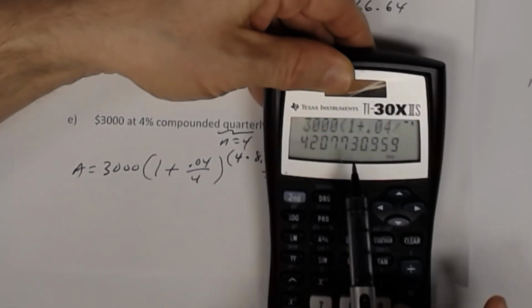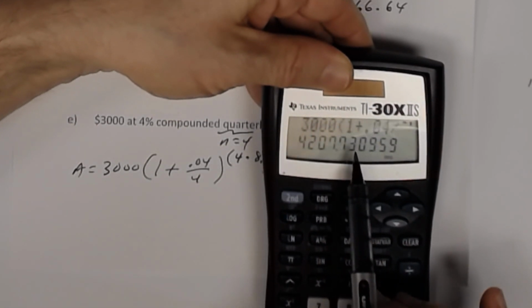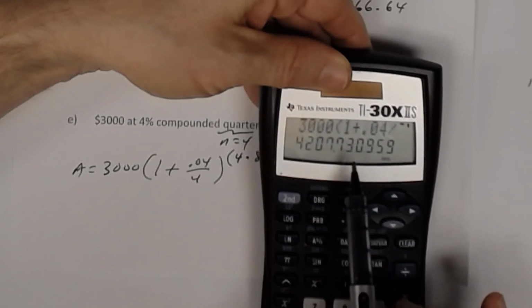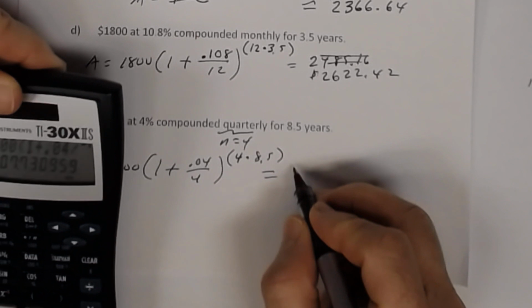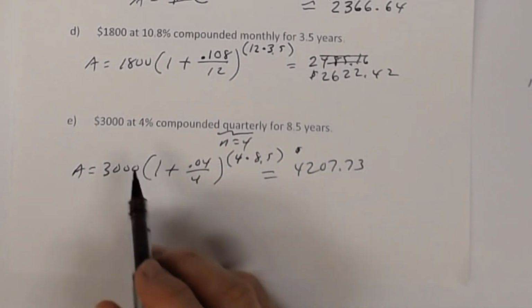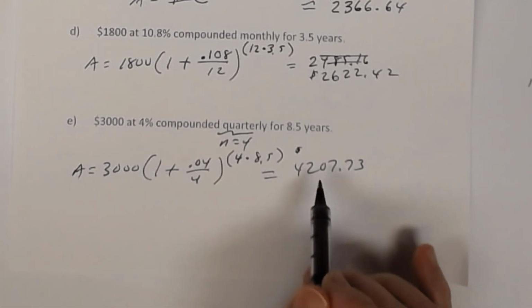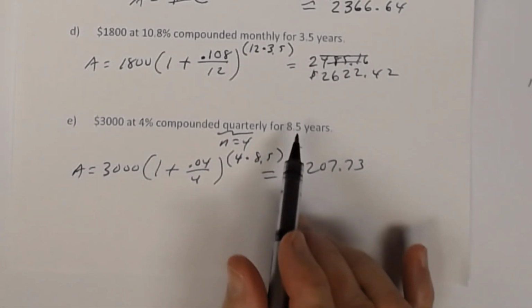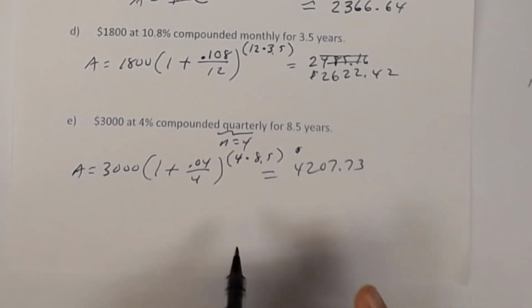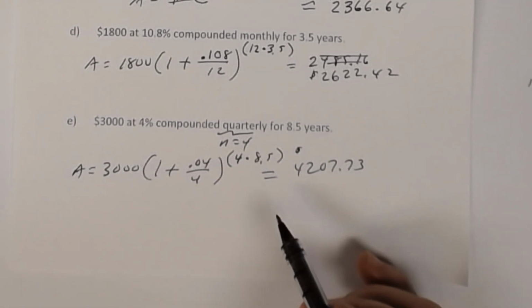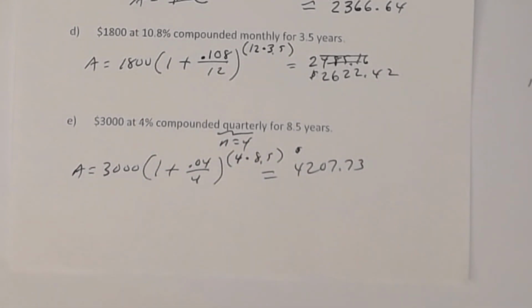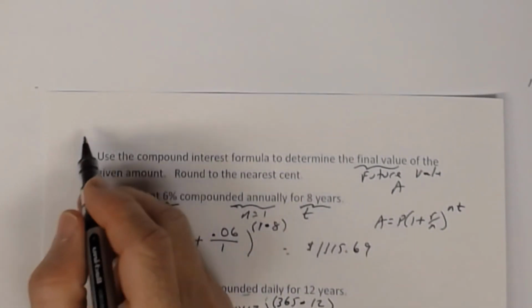And so to the nearest cent, 3's in the hundreds place, and you don't have to change 3. 3 stays 3 because that's a 0. So you get 4207.73. So at the end of 8.5 years, this $3,000 has grown to that amount. So it's a long time to get an extra $1,000. 8.5 years to get an extra $1,000. But that's what you have here. All right. So that is number 1.